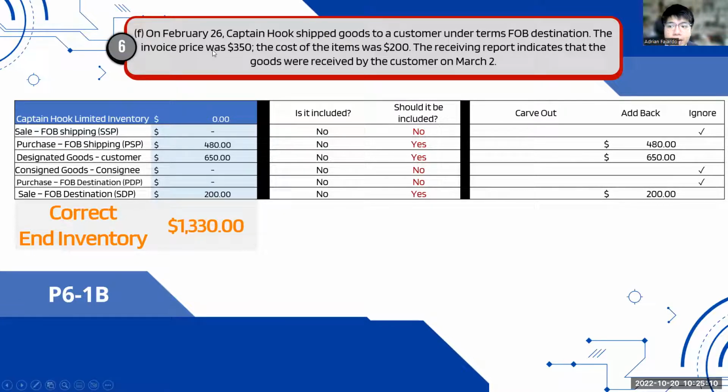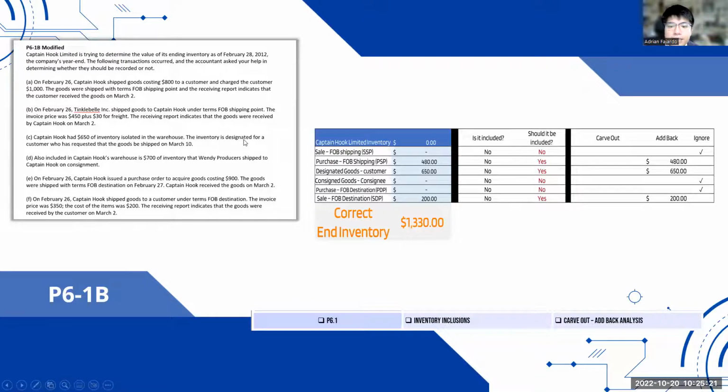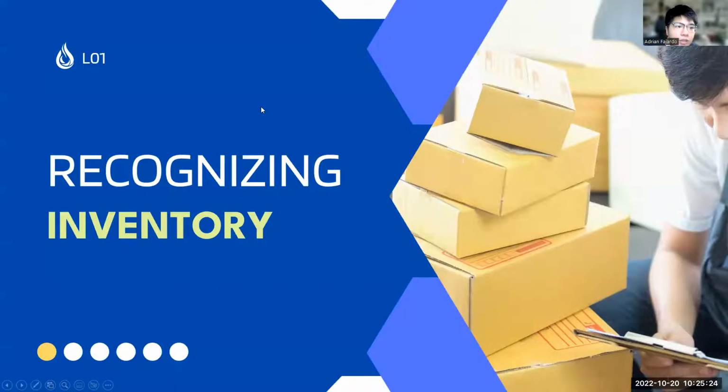Dito binigay si invoice price, but then again, we always look at the cost, right? So pag ending inventory, we only look at the cost, right? Or the NRV, which will be discussed later. Right, so this is the answer. So we're done with inventory inclusions.